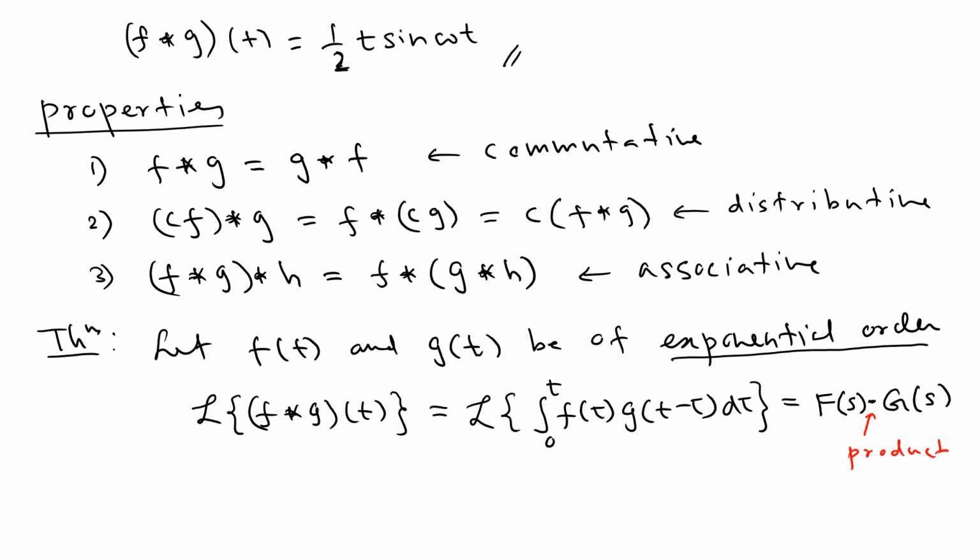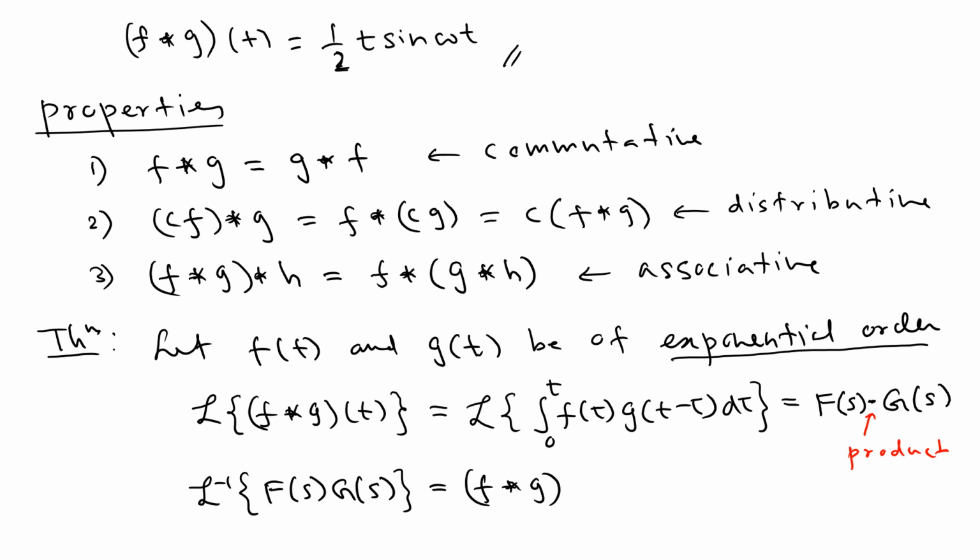So this is a major result. What it says is that if you take the Laplace transform of the convolution product, you simply get the product of the Laplace transforms. This is very, very important, and the benefit is when you try to find the inverse Laplace transform. That means we have this result: the inverse Laplace transform of a product of Laplace transforms is simply the convolution product.